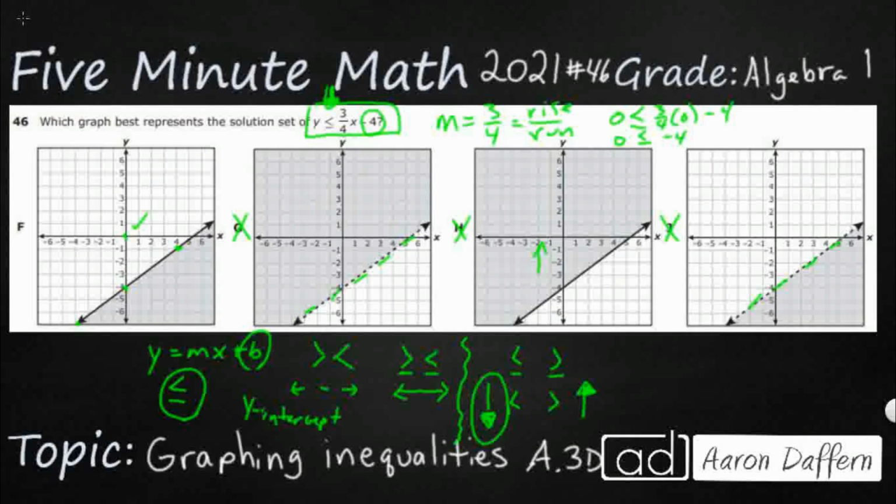And if we wanted, we could pick any of these numbers in here, anything shaded within the solution set, and it would actually make it a true statement. But we've already verified it, so our answer here is F.